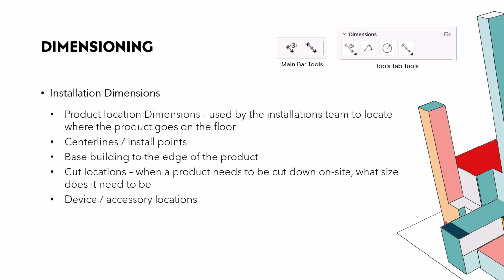And again, other device and accessory locations. Do you have a shelf going? Do you have an AV monitor? Locate on your drawings where you want them mounted, so the installers can get them precisely where you want them.